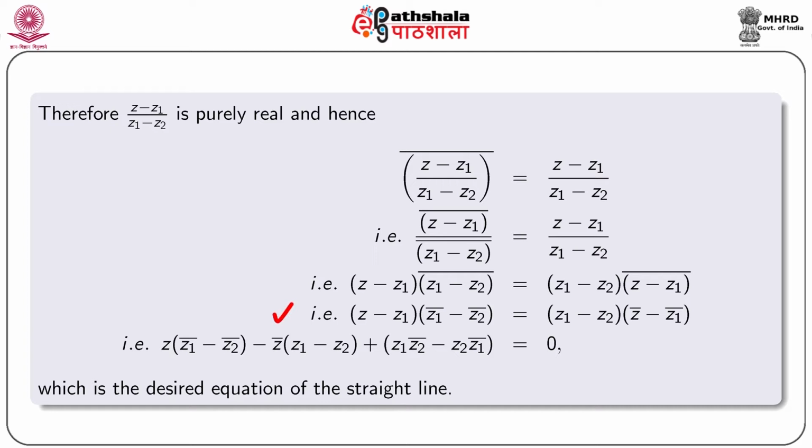That is (z minus z1) into (conjugate z1 minus conjugate z2) equal to (z1 minus z2) into (conjugate z minus conjugate z1). That is we get z into (conjugate z1 minus conjugate z2) minus z bar into (z1 minus z2) plus z1 into z2 conjugate minus z2 into z1 conjugate is equal to 0, which is the desired equation of the straight line.